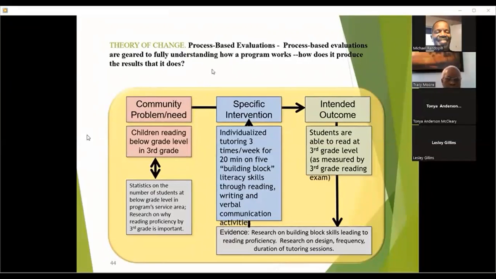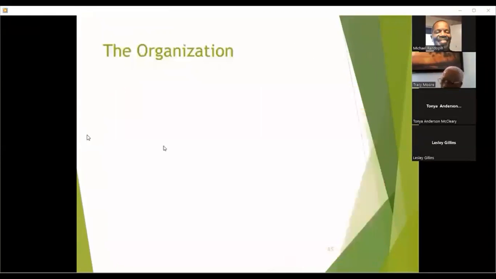Now, the logic model talks about the what you want to do. The process-based evaluation, or what people call a theory of change, talks about the process to do what you say you're going to do. All right, that was a lot of information that we've gone over so far.